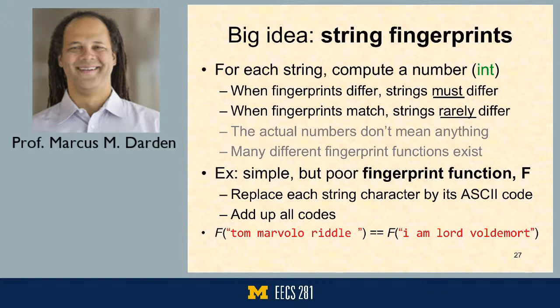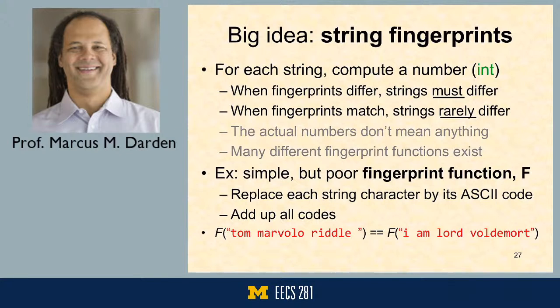The numbers, we really don't care what the number values are. We don't store those as a descriptive thing. We just use them for the comparison, though. A bunch of different fingerprint functions exist. We're going to look at a simple one here, and you could use this in your mind to figure out how hashing of strings would work.